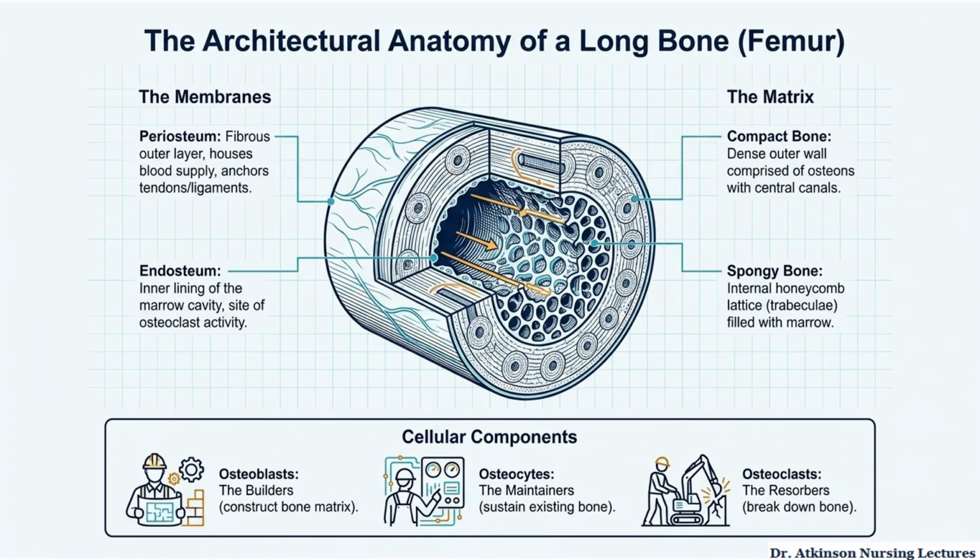This femur cross-section shows the internal structure of bone and the 3 cells that control it. The periosteum is the outer layer containing blood vessels and tendon attachments, and it is a major source of fracture pain. The endosteum lines the inner marrow cavity and is where osteoclast activity occurs. Osteoblasts build bone, osteocytes maintain bone, and osteoclasts break bone down. Bone density depends on the balance between osteoblasts and osteoclasts. When osteoclast activity dominates over time, osteoporosis develops.